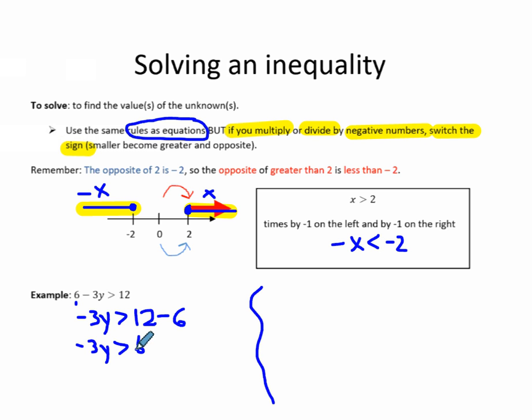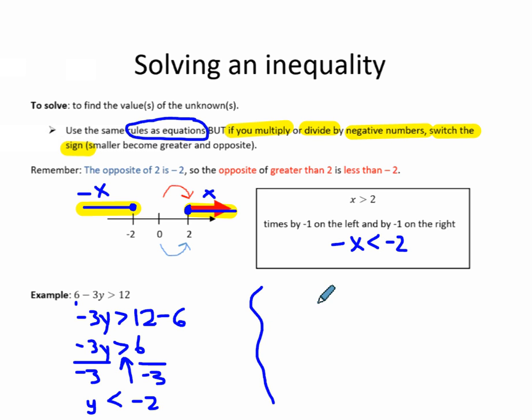Now this is where you have to be careful. If you divide by a negative, you need to switch the sign. So it's going to leave you with y is smaller than negative 2. Okay, so that's one way of doing it.